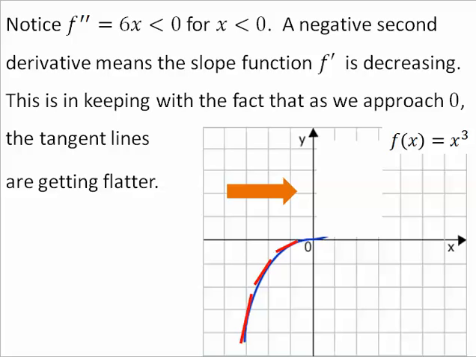Now also, if you take the second derivative, you'll know that approaching 0 from the left, so x is always less than 0, notice that the second derivative is negative. A negative second derivative means that the slope function f prime is decreasing. So I'm talking about the derivative of the slope function. The derivative of the slope function tells me that the slope function is decreasing. And this is in keeping with the fact that as we approach 0 from the left, the tangent lines are getting flatter.